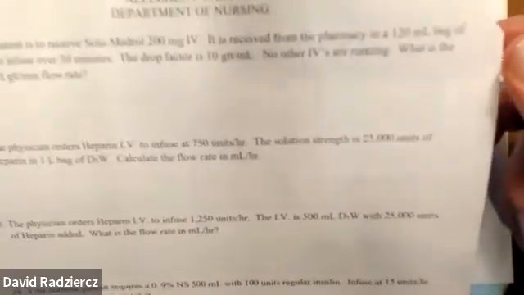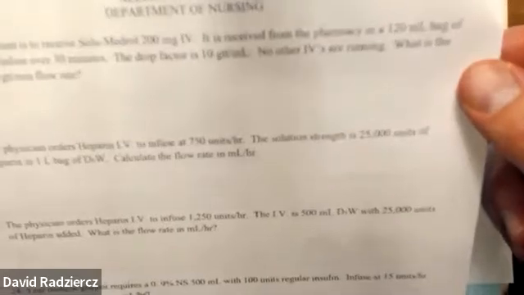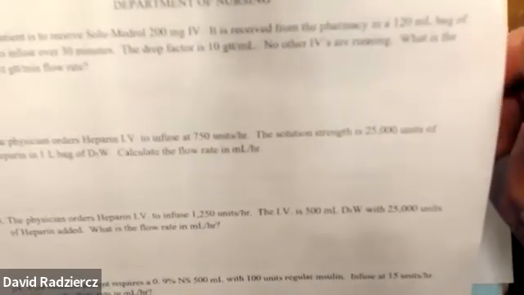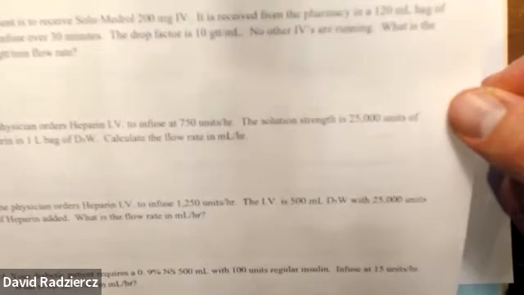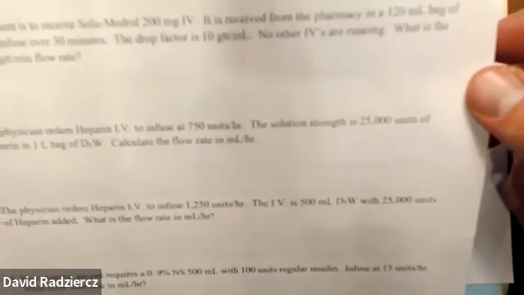Your patient has received Solumedrol 200 milligrams IV. It is received from the pharmacy in a 120 milliliter bag of dextrose 5% water to infuse over 30 minutes. Drop factor is 10. No other IVs are running. What is the correct drops per minute?